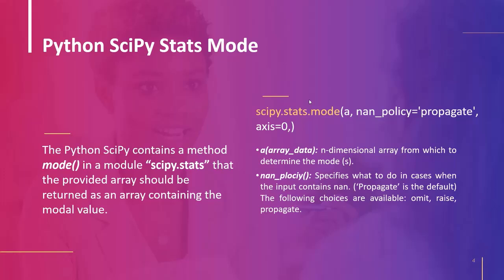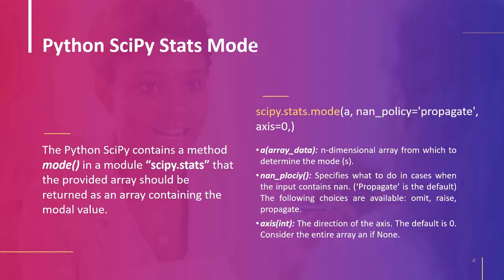The following are the options available: propagate, which returns none; raise, which generates an error; omit, which performs the calculation by ignoring the non-values. Axis is used to specify along which axis to compute the mode. By default it is 0. If none is specified, then it computes over the whole array.